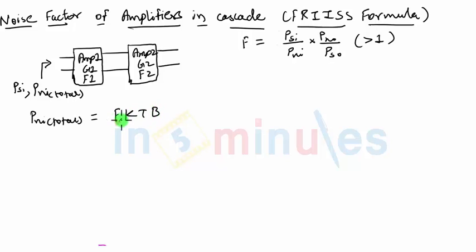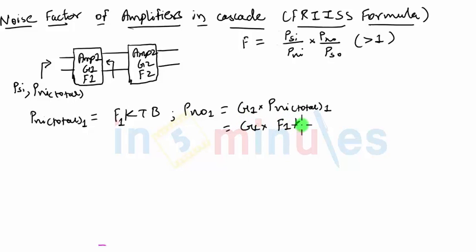But this F I'll be taking as F1 because I'm talking about the first amplifier. So PNI total is nothing but F1 KTB. Now let us write down how much is the output noise power of the first amplifier. How much output noise power will be present at the first amplifier. So PNI total, let me call it 1 because this is the input noise power for the first amplifier. So now we are writing down PNO1. PNO1 will be nothing but G1 into PNI total 1, and therefore it will become G1 into F1 KTB.